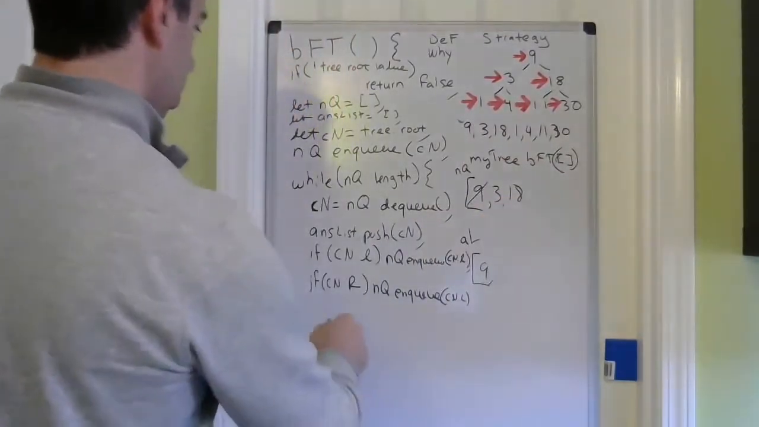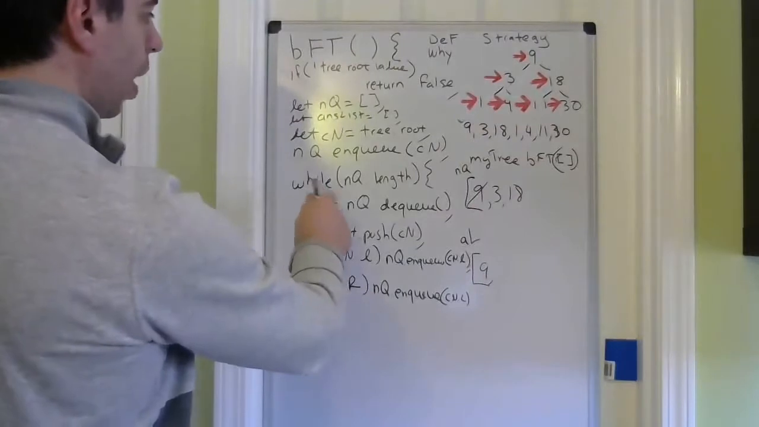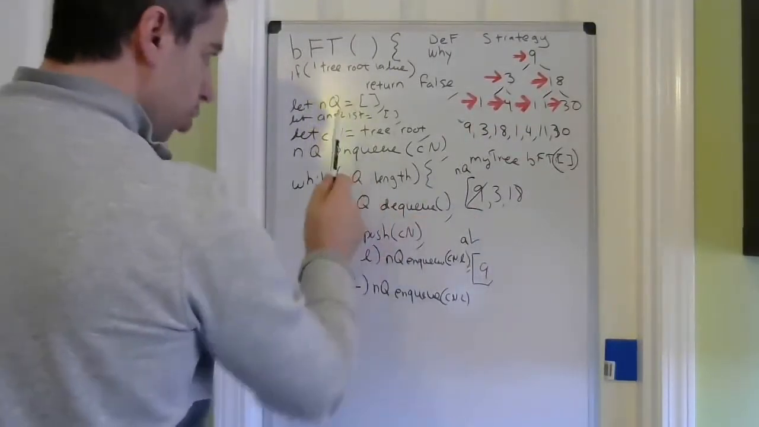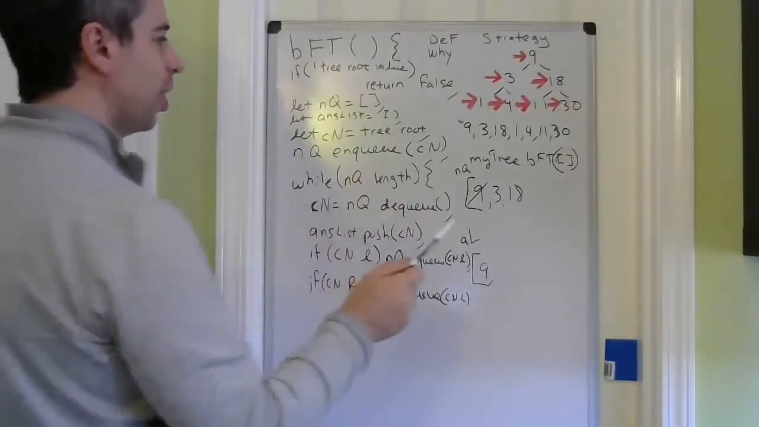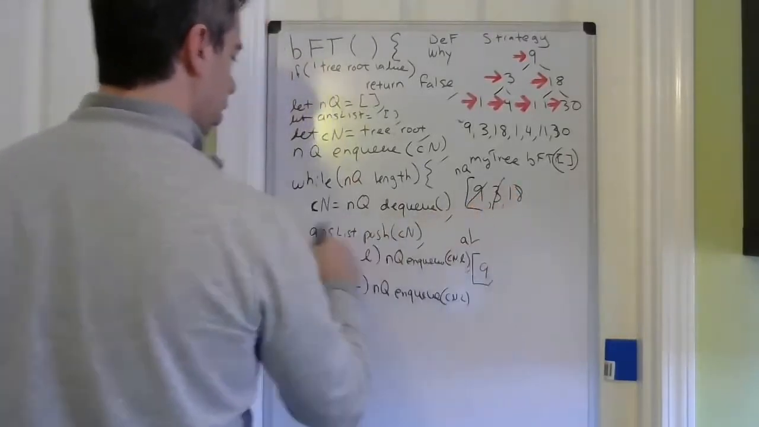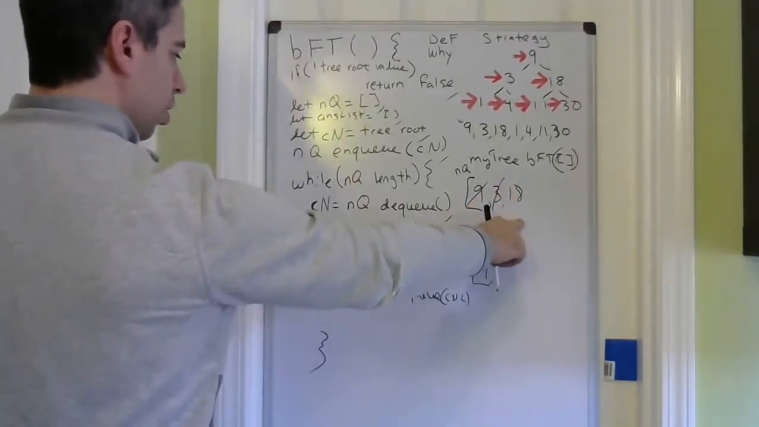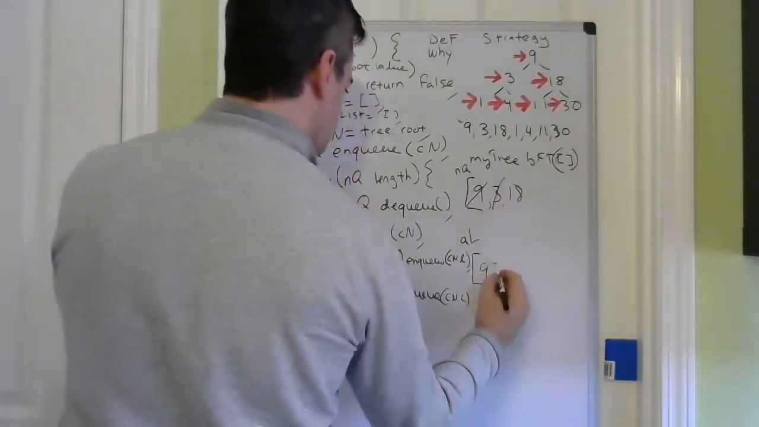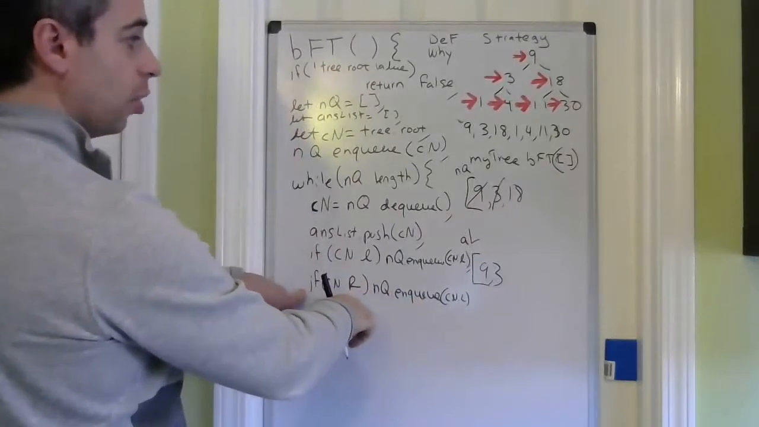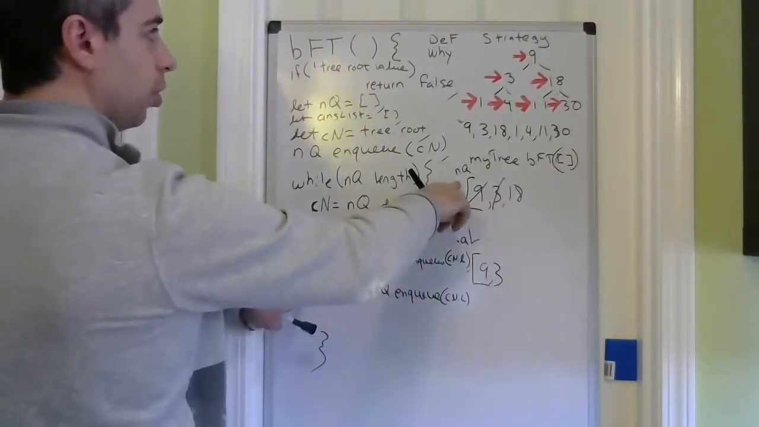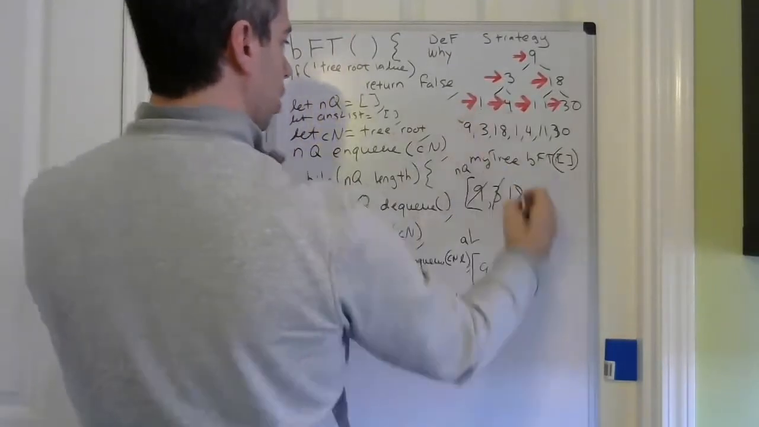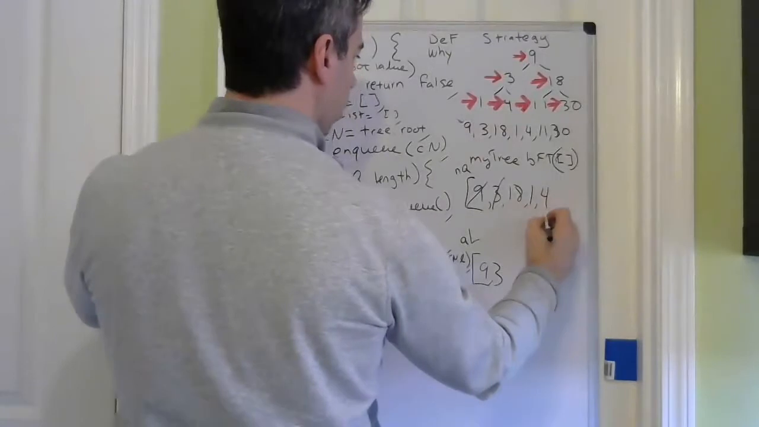Now we come back to the top of our while loop. Does the node queue have length? Yes, it does. So we dequeue it. There comes our current node 3. Answer list, push on the 3. Does current node have a left? Does it have a right? And if so, put each one onto our node queue. Does 3 have a left and a right? Yes, it does. 1, 4.